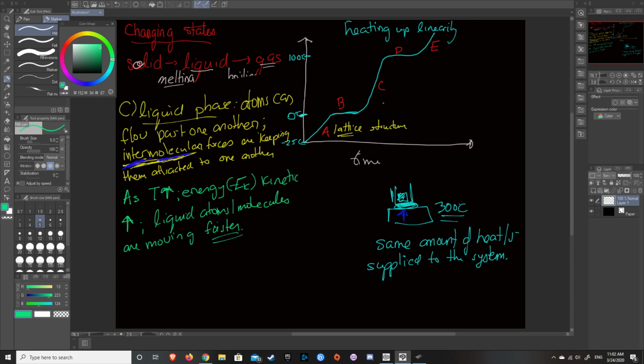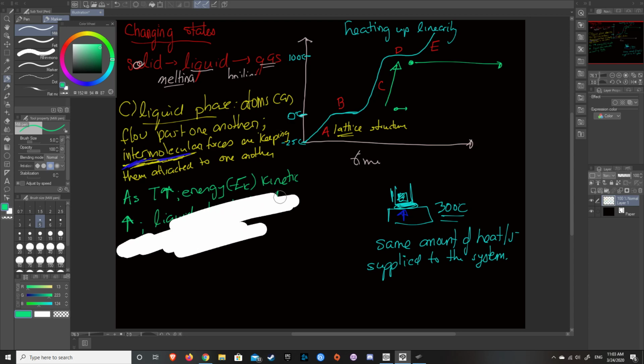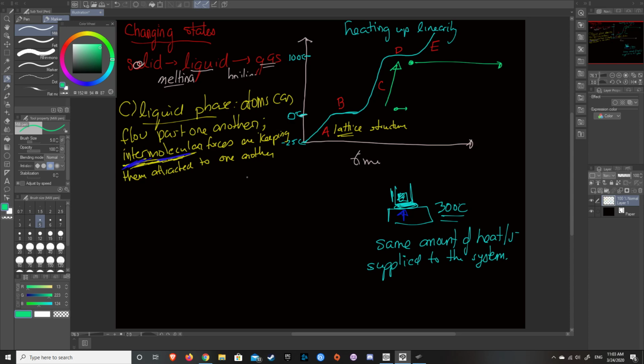So as we increase the temperature at C, the molecules or atoms at the top here are going to be moving a lot faster than the ones that are 1 degree Celsius down here. So they're moving a lot faster. And then at D, so let me erase this. So basically we increase the temperature, we increase the kinetic energy of the particles.